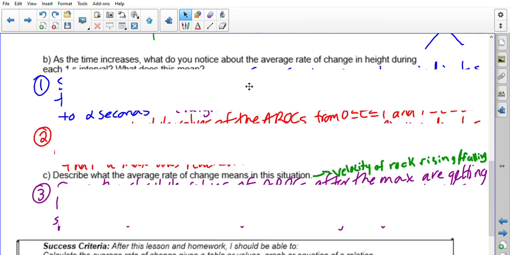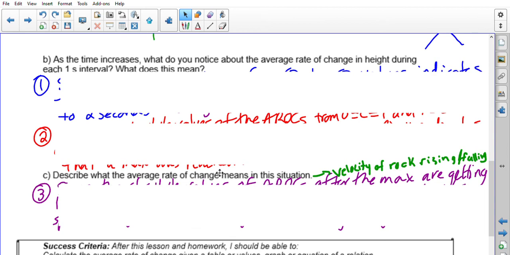Okay, so let's answer part B. It says, as time increases, what do you notice about the average rate of change in height over each 1 second interval, and what does it tell you about the graph and what's happening? So let's answer that with 3 points. Okay, I do take up space into the next question, so we'll just answer part C quickly here.